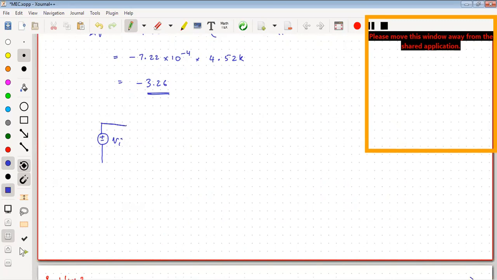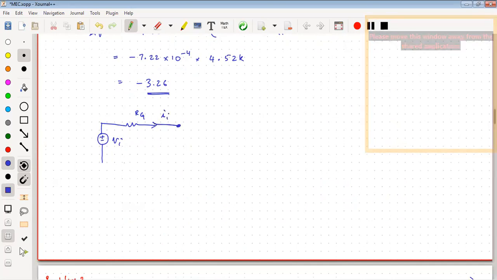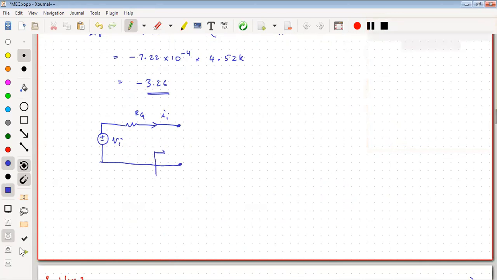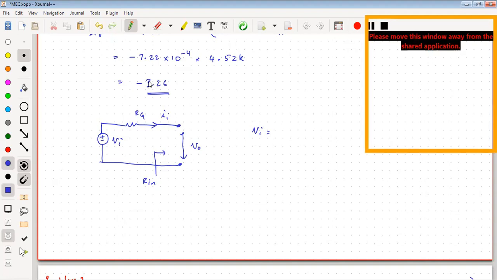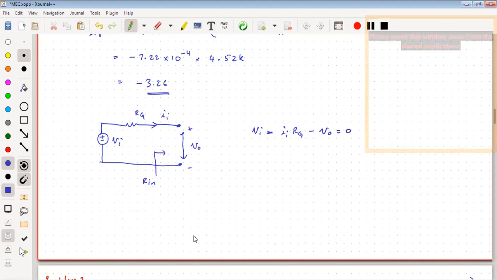This goes to Rg. Right, going there is Ii. This is actually R, and the voltage across that would be V1. But then if I apply KVL here, I will simply get Vi minus Ii into Rg minus V0 equal to 0. This is plus V0. Right, this is KVL.